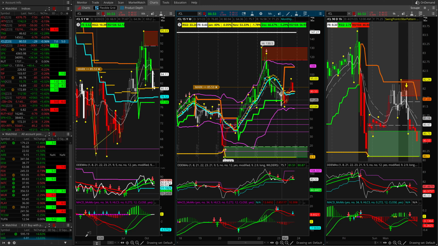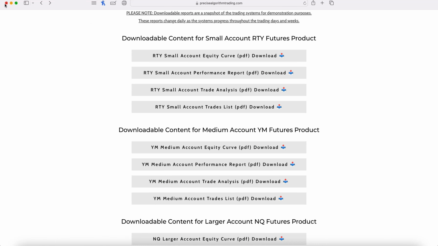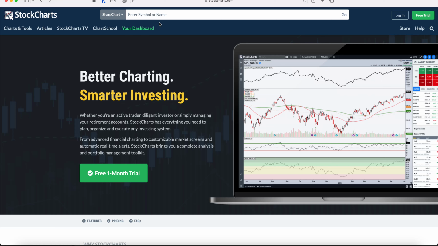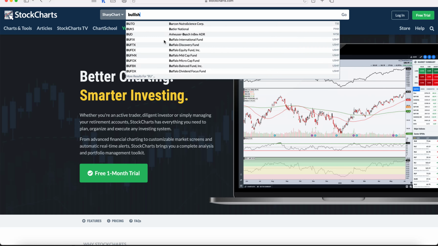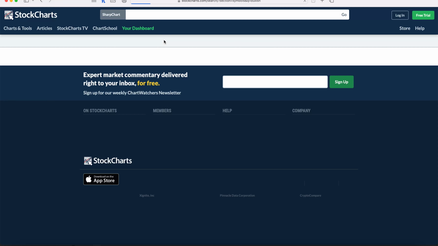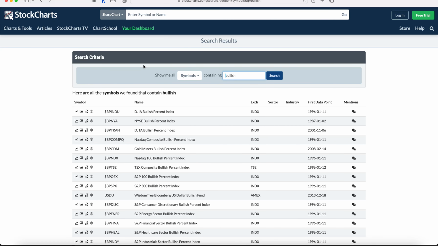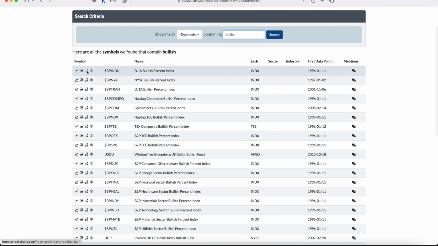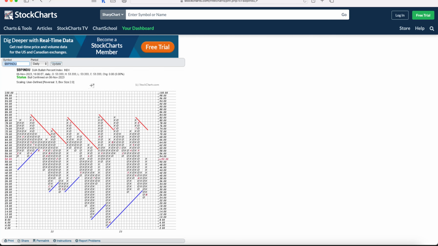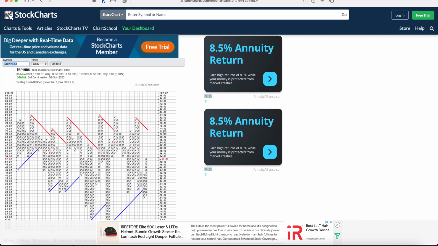Let's go back to stockcharts.com. We do this every night. The bullish percent indexes. We're not affiliated with stockcharts.com. It's just a handy service. And we can see, basically, this is a measure of bullishness in the markets. So you can obviously take the inverse and say that it's also a measure of bearishness.